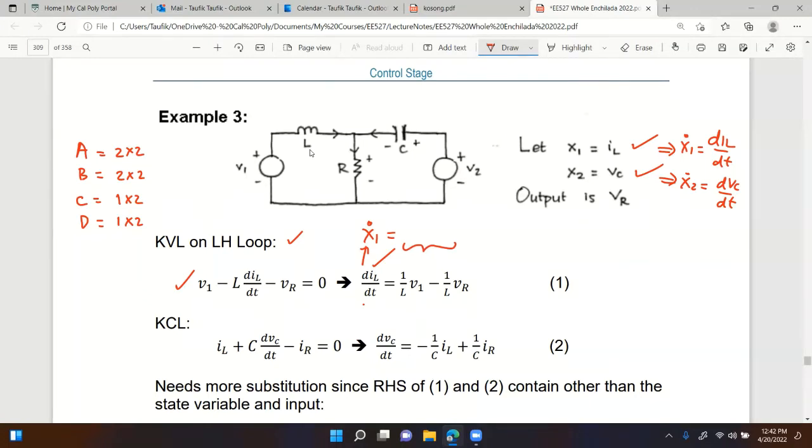Now tell me, are we done with x1 dot? Yes or no? Is this a valid state space equation? Is it valid? The answer is, anybody? Nobody wants to answer? 513 people.